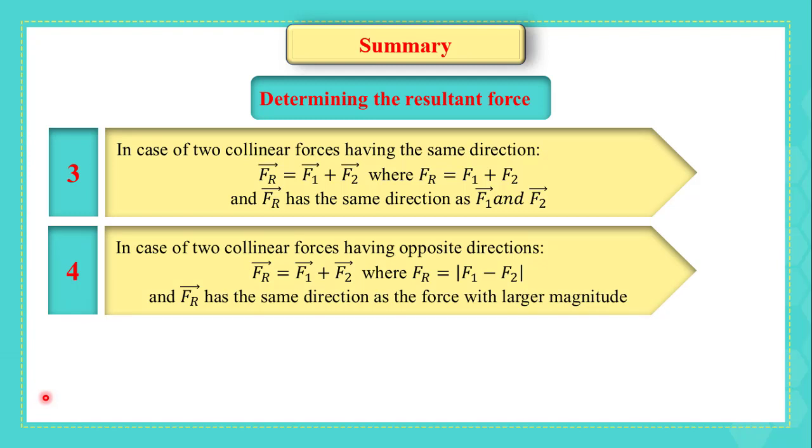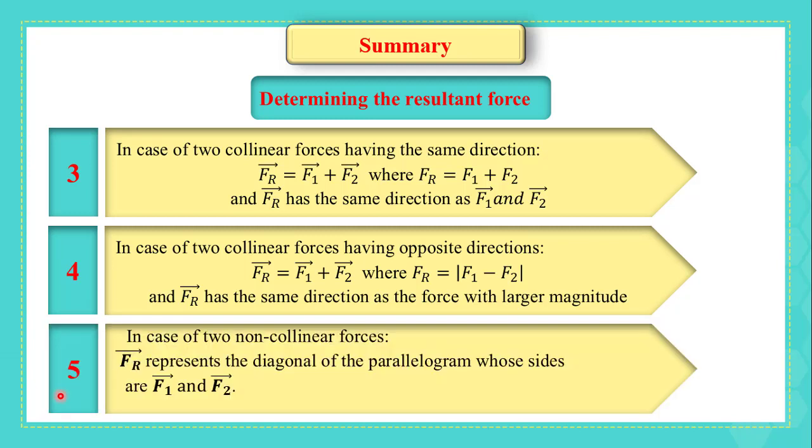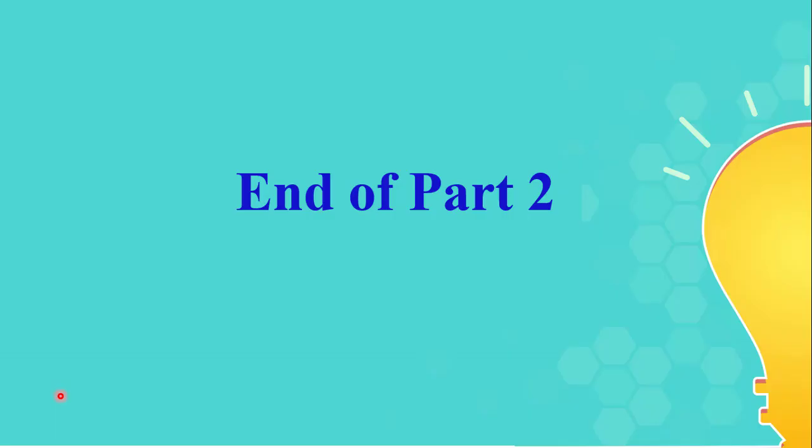In the case of two collinear forces having opposite directions, the magnitude of Fr is equal to the absolute value of the difference in magnitudes of F1 and F2, and Fr has the same direction as the force with the larger magnitude. In the case of two non-collinear forces, Fr vector represents the diagonal of the parallelogram whose sides are F1 and F2 vectors. This is the end of part 2. Thanks for your attention.